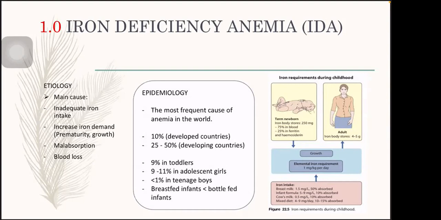For the etiology, the main cause of the iron deficiency anemia is inadequate iron intake or increased iron demand during growth and development and also in prematurity. So these causes are common in infants because the additional iron is required for the increase in the blood volume accompanying the growth and to build up the child's iron store. Next, the malabsorption and also the blood loss can be due to gastrointestinal problems.